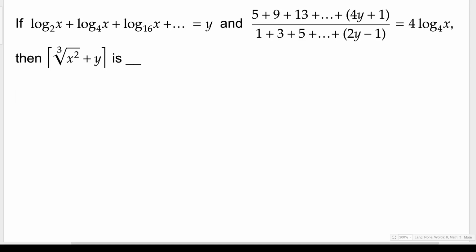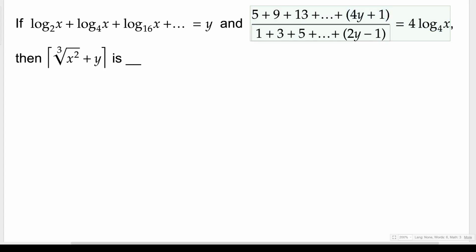So consider this given problem statement. It says that if log of x base 2 plus log of x base 4 plus log of x base 16, and this goes on continuously, is taken as y, and this is the next equation that is given. If you observe the numerator, we have 5 plus 9 plus 13 and so on all the way up to 4y plus 1.